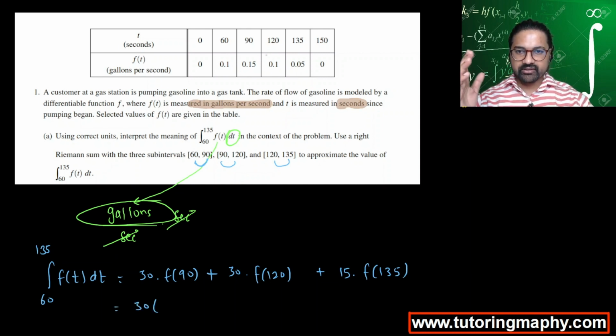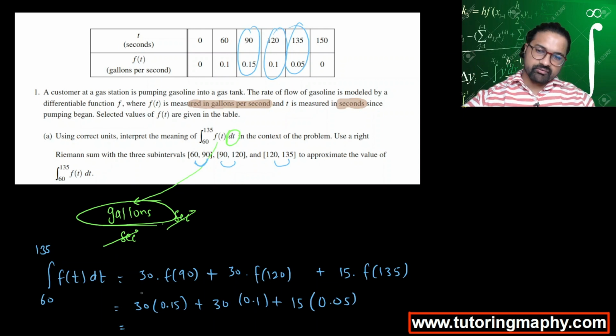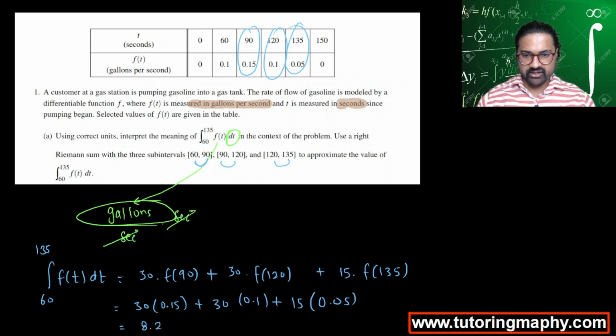It's all a matter of plugging in the numbers. So we need 90, 120 and 135, all of which are given in the table. So 30 times 0.15 plus 30 times 0.1 plus 15 times 0.05. Calculator is allowed, so let me just grab my calculator. You can fast forward this particular section of the video. That's 4.5 plus 3 plus 15 times 0.05. That's going to be 8.25. This is what I'm getting, 8.25.